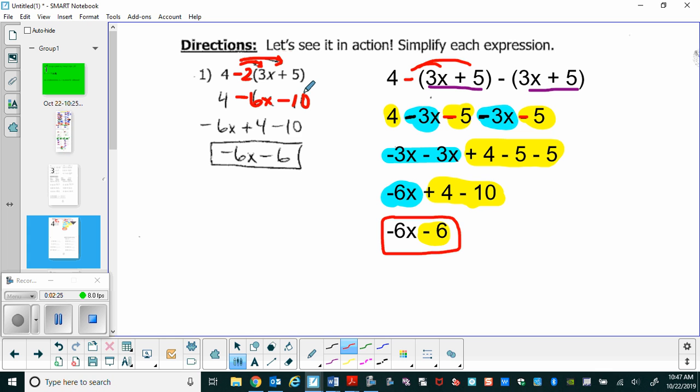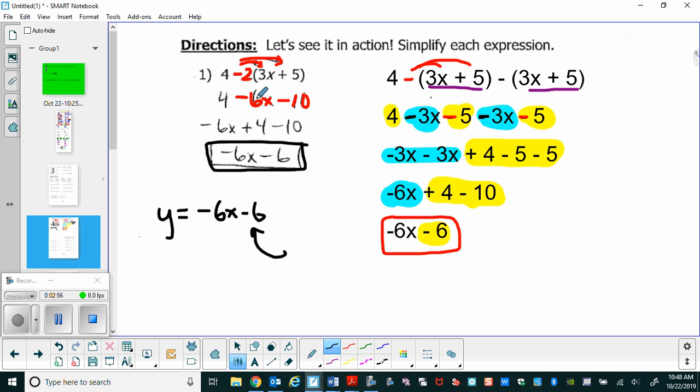Now this next line of work is simply meant to show that the negative 6x comes first. And then we have, there's the 4 and there's the negative 10. And you might remember from our y equals mx plus b unit, we like it when the constant comes last because that allows us to identify the y-intercept. So for our graphing unit, we want to order it such that the stuff with the variable comes first and then the constant comes last. So that's why this is going to be the way we format our final answer.